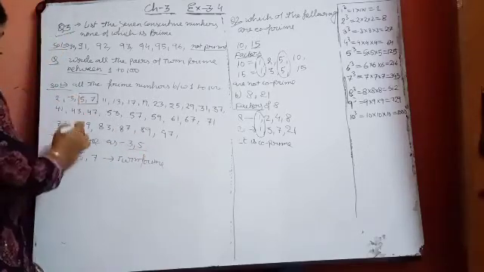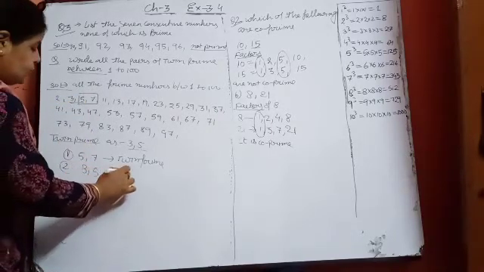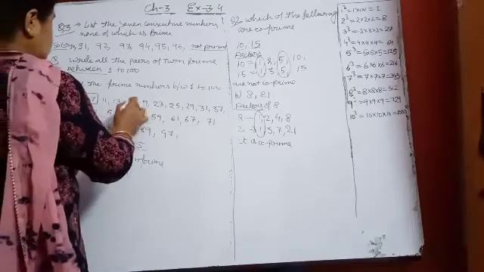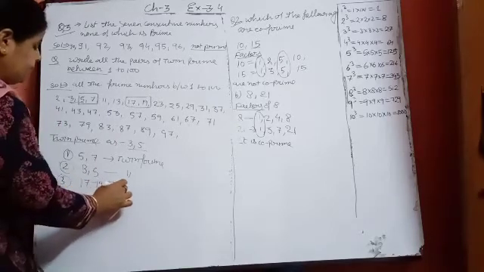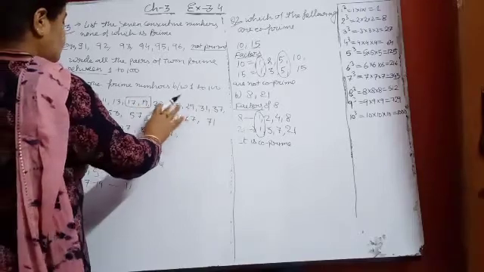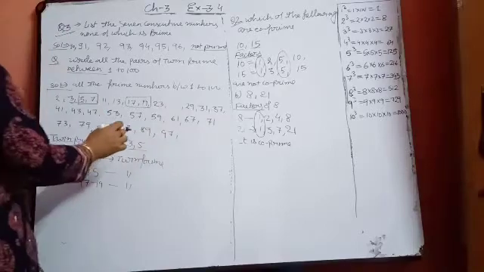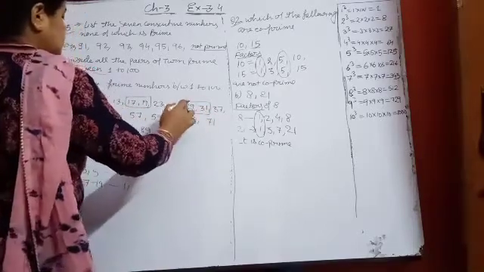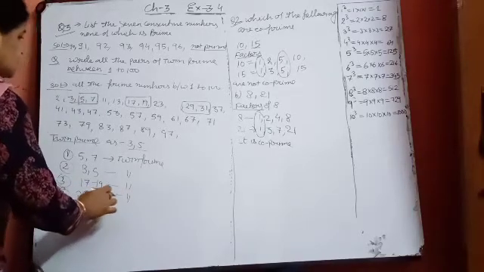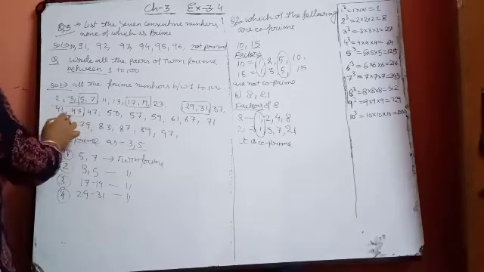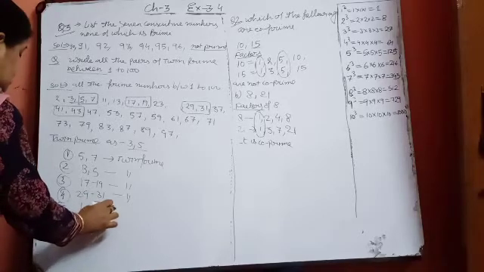Then 3 and 5. 3 and 5 are also twin primes. Then 11 and 13, or 17 and 19. 17 and 19 are twin primes. Then 25 is not a prime number, and 27 is also not a prime number. Okay. Now see 29 and 31. 29 and 31 are twin prime numbers. Then 41 and 43. 41 and 43 are twin prime numbers.